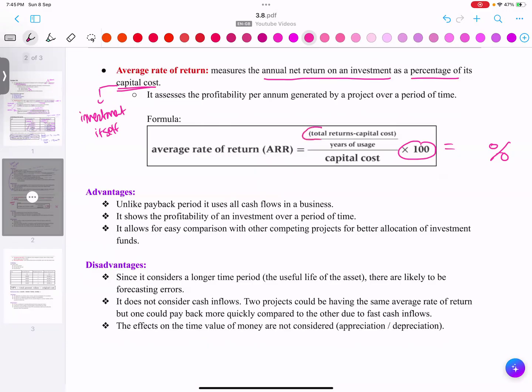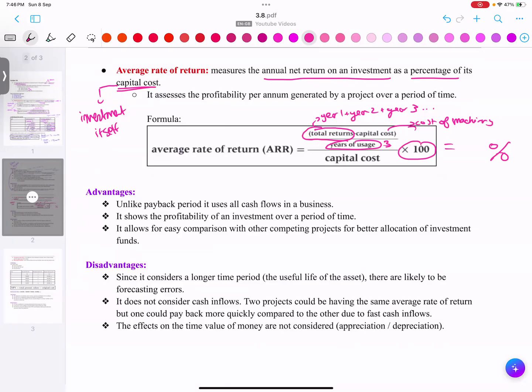So total returns. You have to add them all, so year 1 plus year 2 plus year 3, etc. Then divide by the years of usage, which in this case, let's say it's 3, whatever. And then the capital cost again, so the cost of machinery. Then you multiply by 100. This is just a formula. That's how you do it.